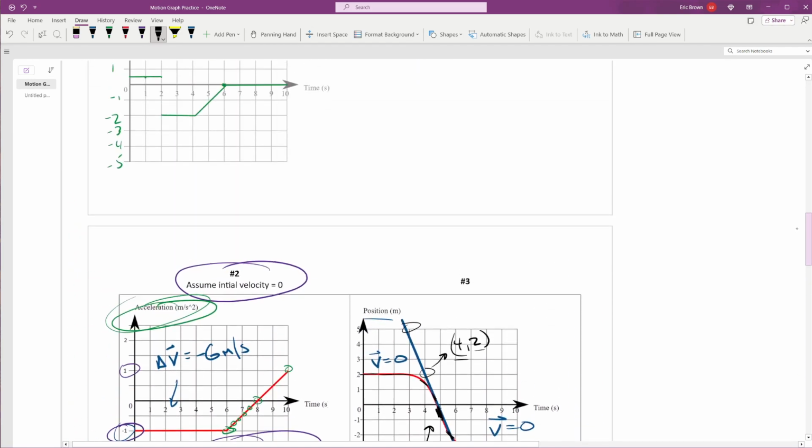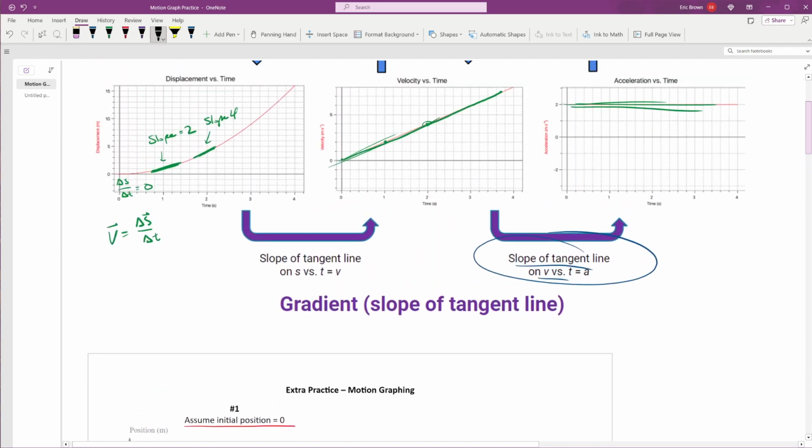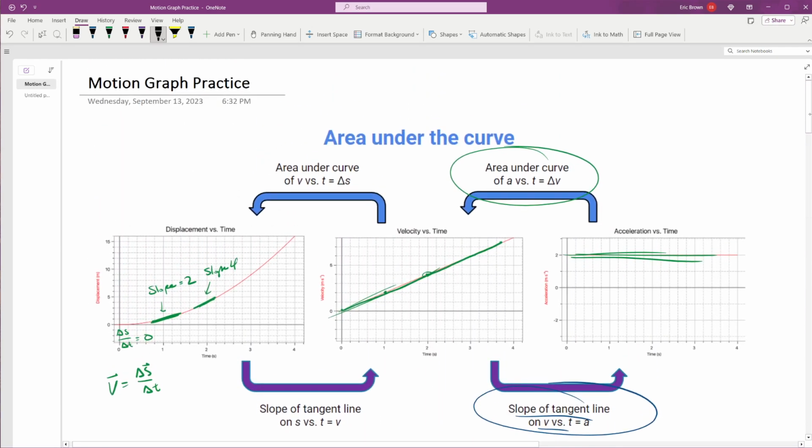Okay, so keep at it. It takes a little practice until you get used to these, but those are the rules. That's how you use them. So hopefully this helps a little bit with your motion graphing fun.